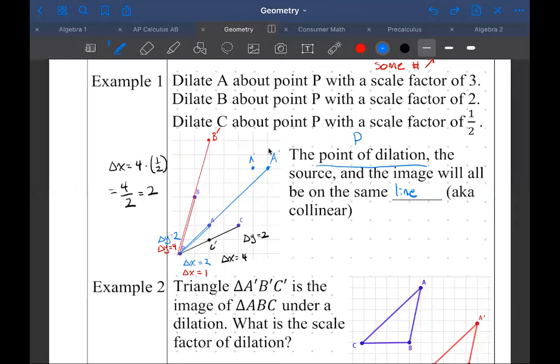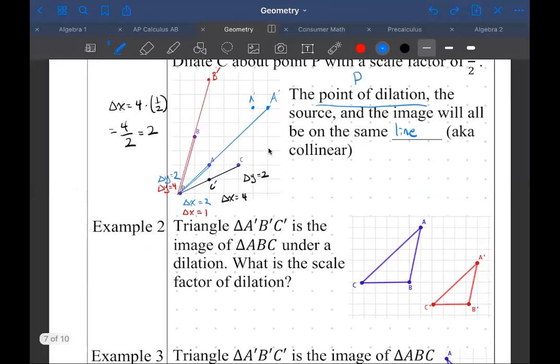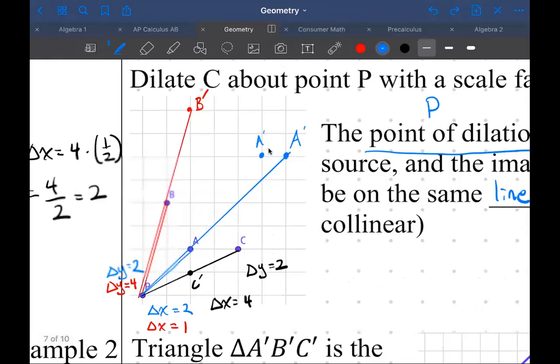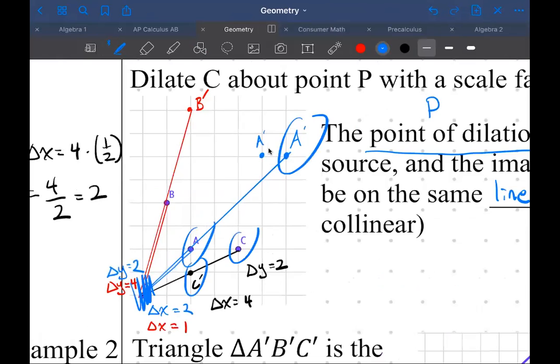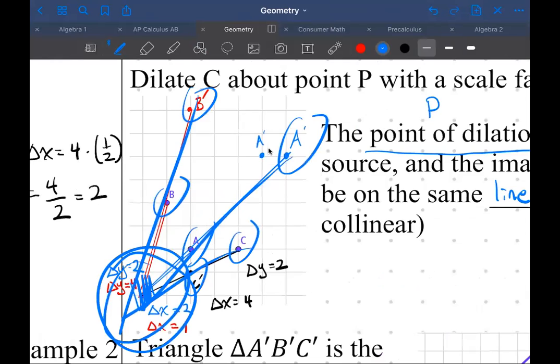And this is going to help you go in reverse too. Eventually, I'm going to be giving you a dilation and asking, hey, where is the point of dilation? You'll have to draw all the lines and see where the lines connect. Check this out too. If you're looking ahead, which is the next side of the notes, if I didn't have P, and I didn't know that P was down there, but I knew where A prime, A, C prime, C, B prime, B all were, if I just drew lines through them, they do eventually intersect over here at the point of dilation. So you can go in reverse as well.